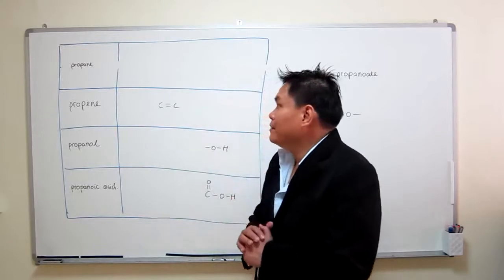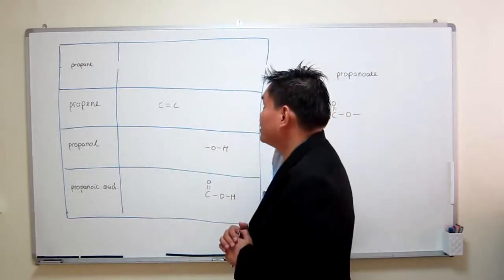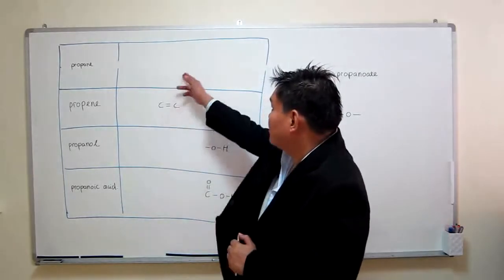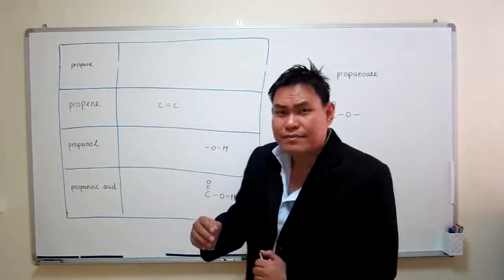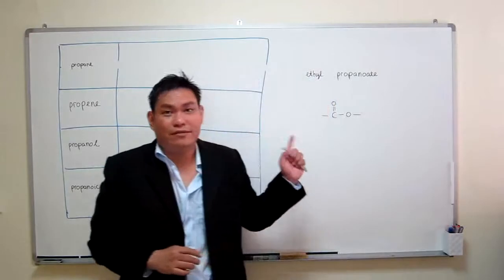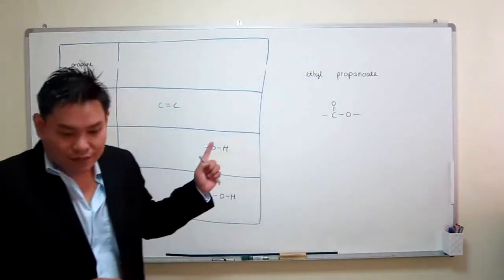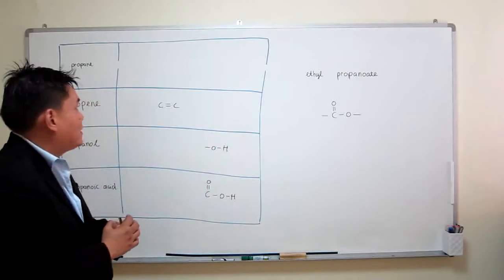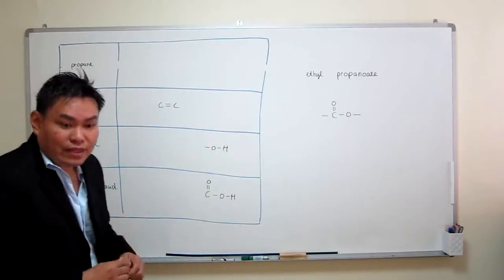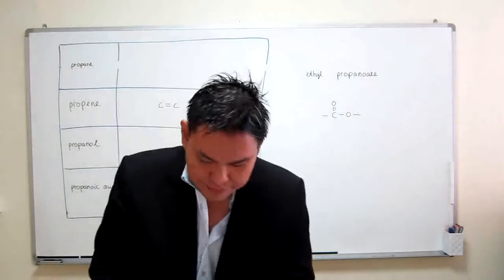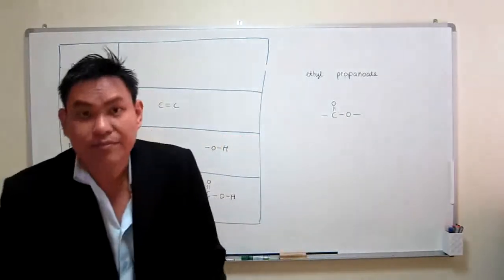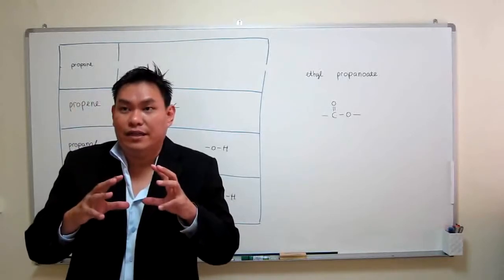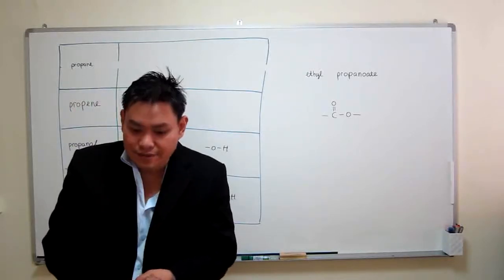Now we continue with a more complicated structure. I prepare five structures. We are going to learn five structures. I'm going to explain to you the concept of functional group. Functional group simply means a type of connection that you have in organic compound.